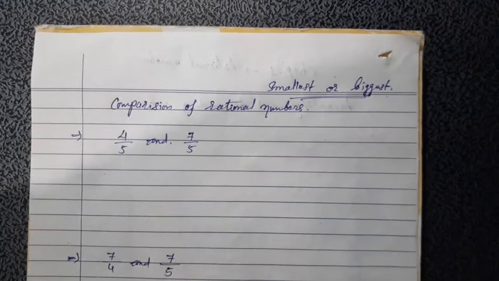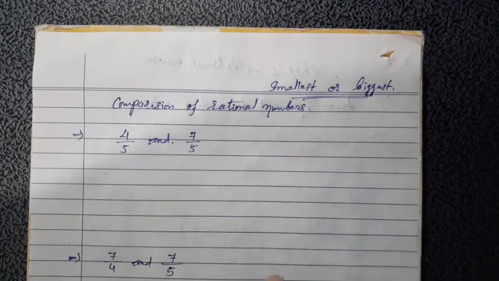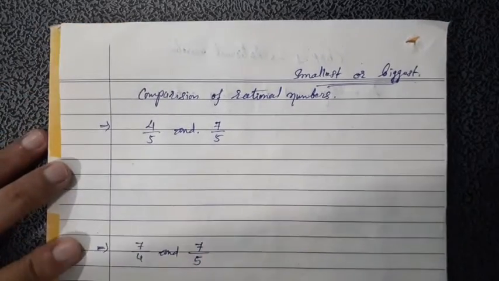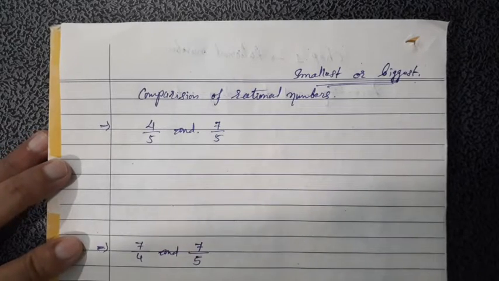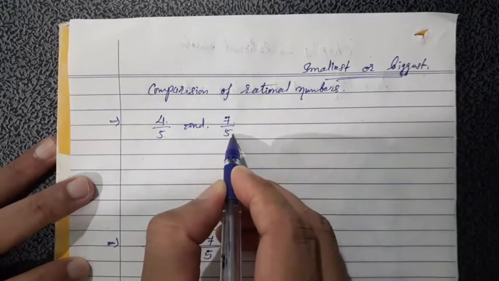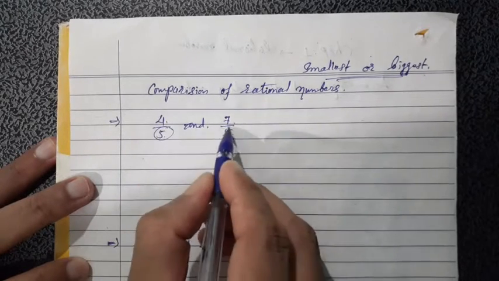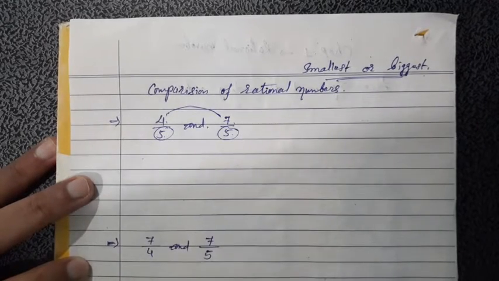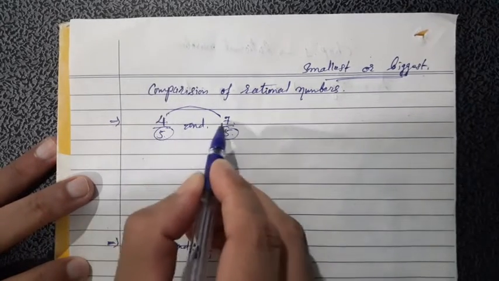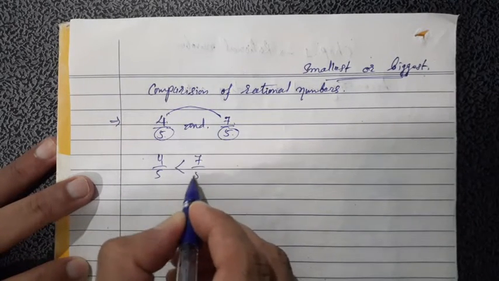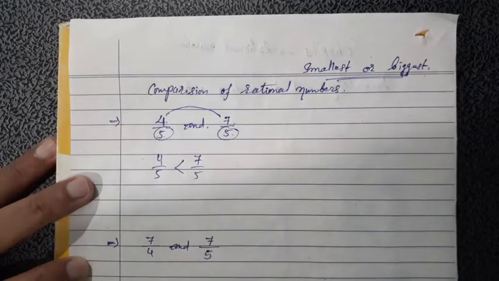Hello student. Today we learn how to arrange rational numbers in ascending and descending order. Before that, let us see how to compare two rational numbers, meaning which one is smaller and which one is bigger. Suppose 4 upon 5 and 7 upon 5 are given. When the denominators are the same, you directly compare the numerators, and the greater numerator has the greater value. That means here 4 upon 5 is less than 7 upon 5, because 7 is greater.